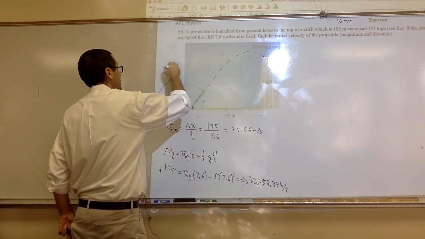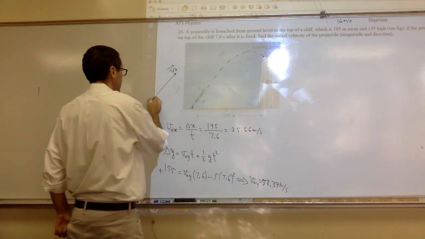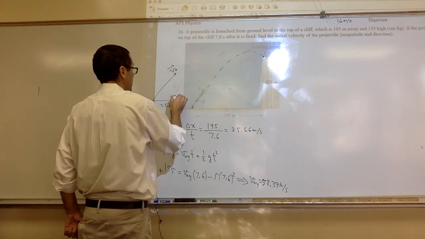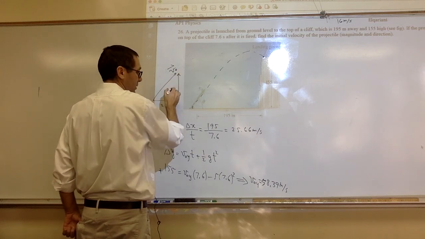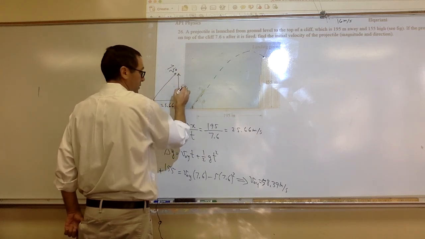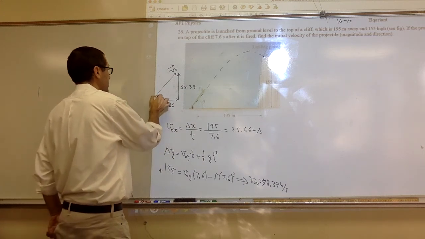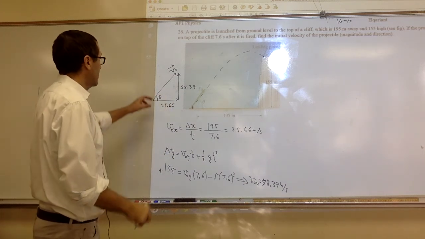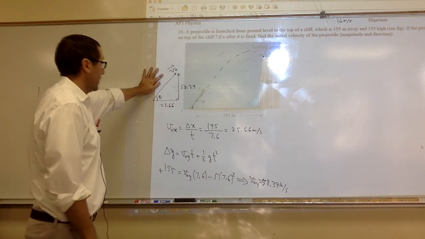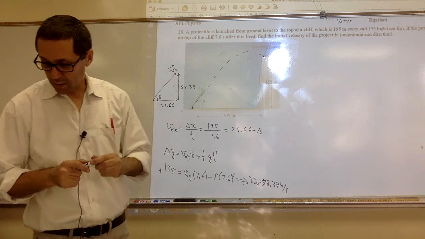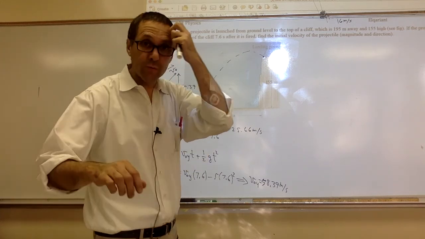So this is what we're looking at. Here's your initial velocity. The x component of that is 25.66, and the vertical component is 58.39. So we should end up with an angle bigger than 45 for sure. Now, if you use the Pythagorean theorem, you should get your V0, and if you use one of your trig functions, you get the angle. And the answers are on Haiku.